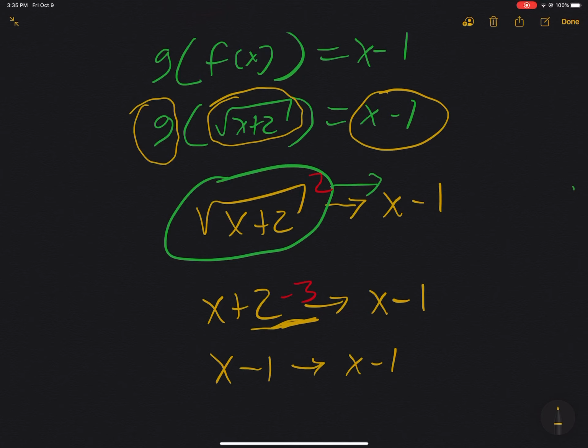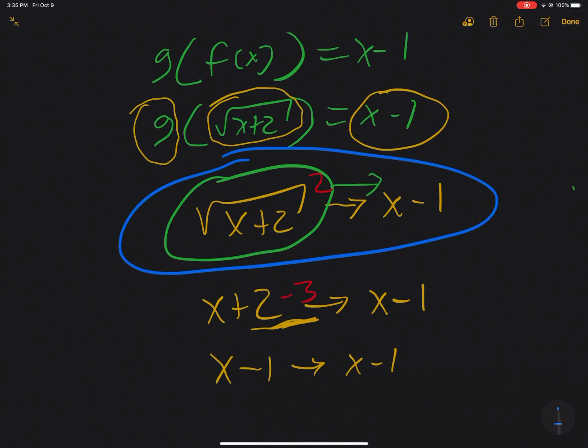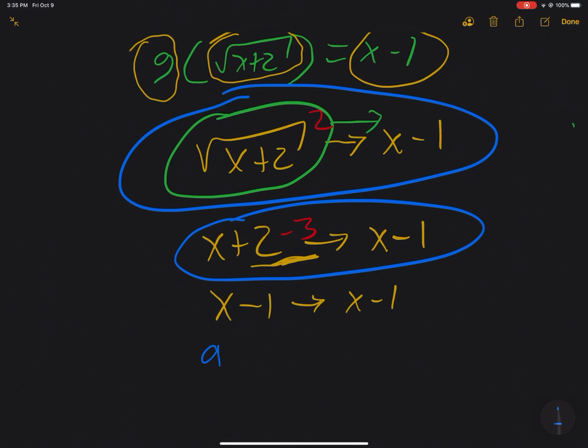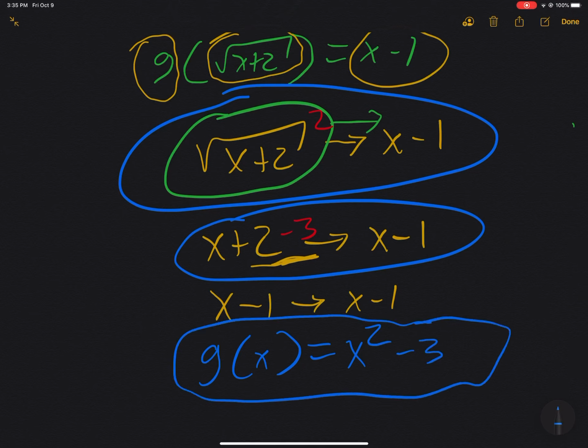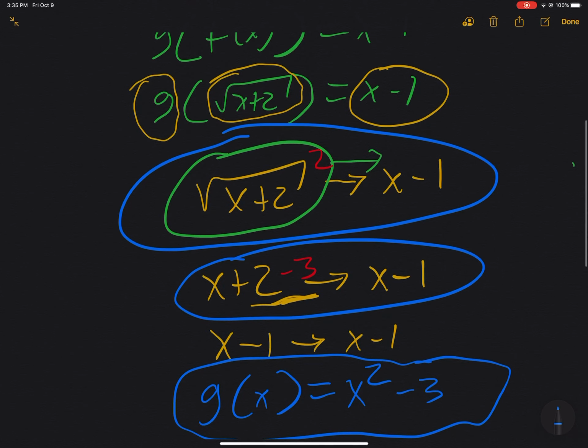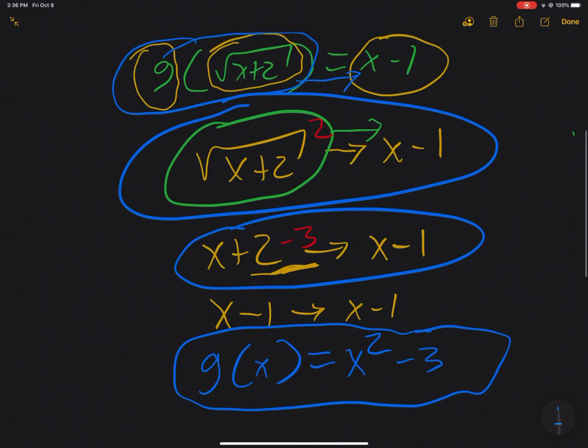So g is a function that first squares something and then takes 3 away. Namely, g of x, g of some variable x, is equal to, if we plugged an x value in, we would first square the x value and then take 3 away. So that's our g of x. G of x is equal to x squared minus 3, because that is the two steps required to turn the square root of x plus 2 into x minus 1. I hope that makes sense.